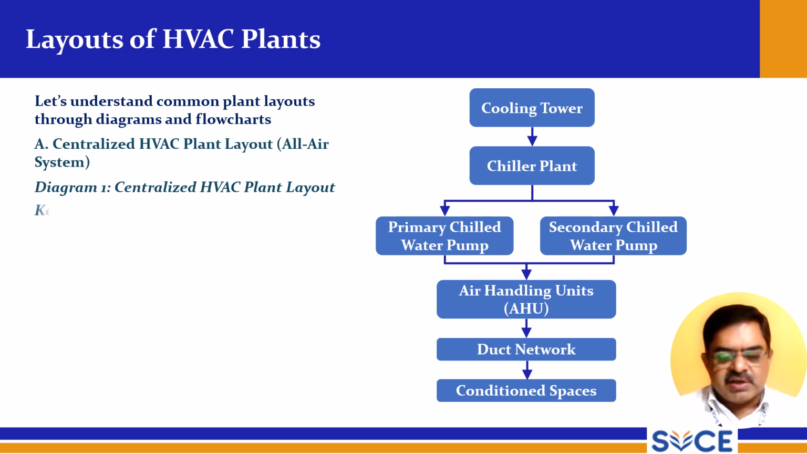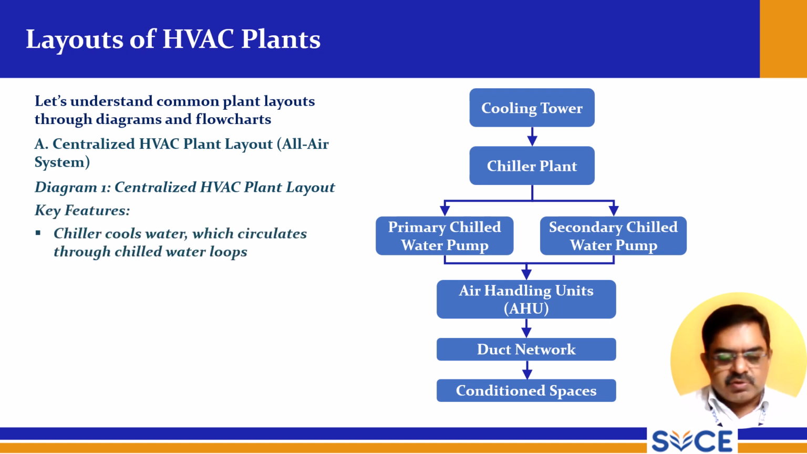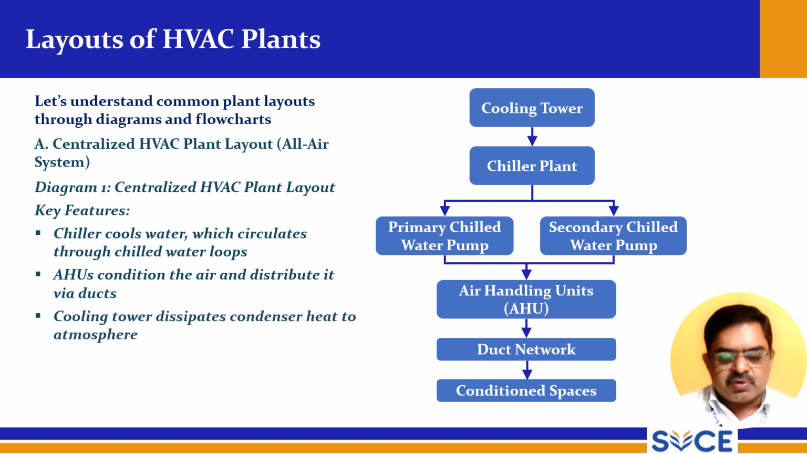It is the centralized HVAC plant layout, an all air system. Key features: the chiller cools water, which circulates through chilled water loops, and AHUs, air handling units, condition the air and distribute it via ducts, and the cooling tower dissipates condenser heat to the atmosphere. These are the key features of this first plant layout.